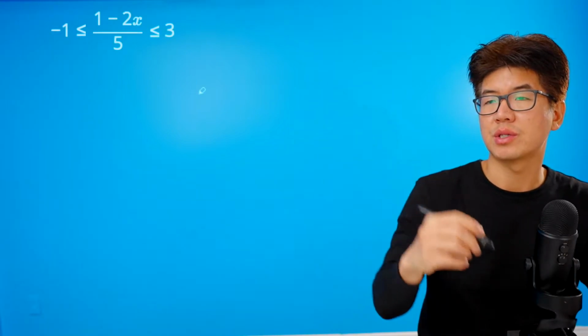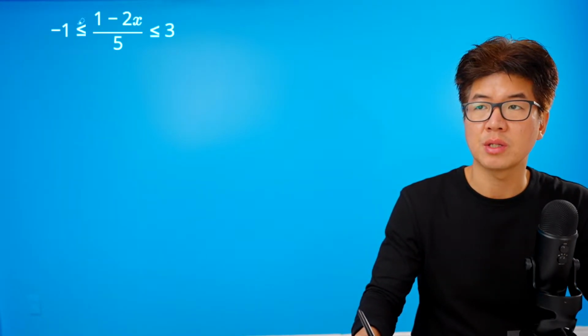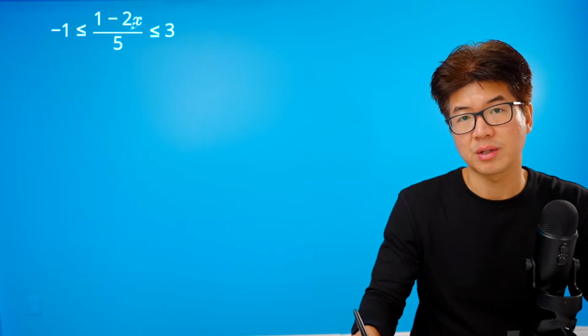Okay, let's do an example of a double linear inequality. Here's the example. We're talking about a situation where a linear expression is surrounded by two inequalities. How do we solve for x here?